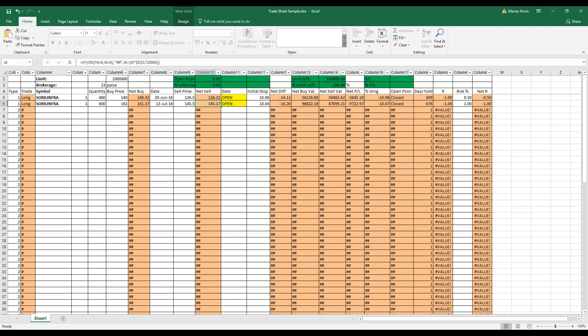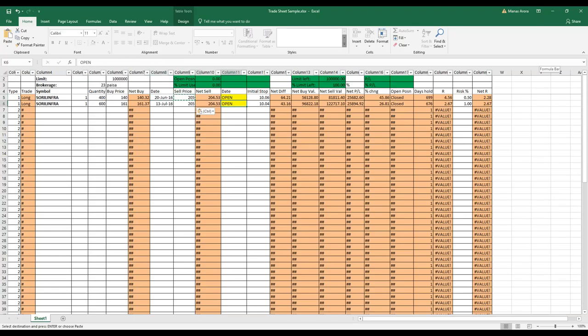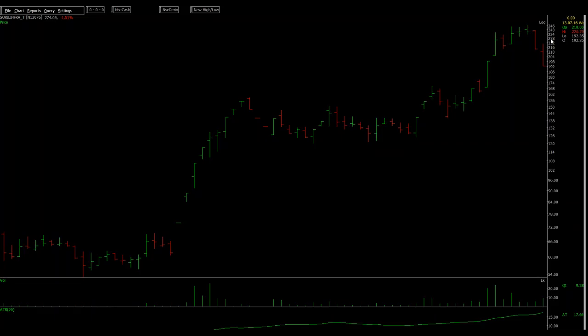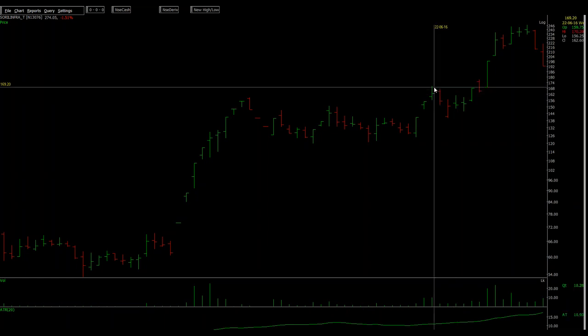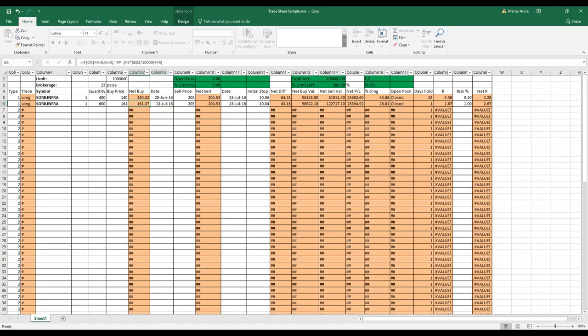And whenever you close the trade, you just change the value. So in this case, we finally exited the stock at 205. And we exited on 13th of July. The buy date was actually 29th of June, not 13th July, sorry.